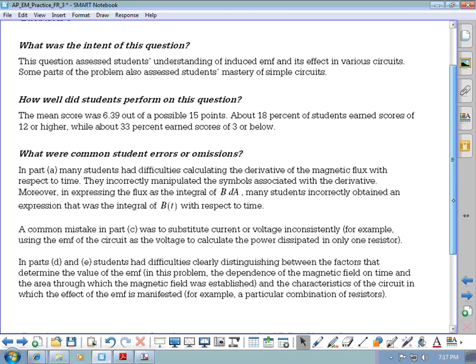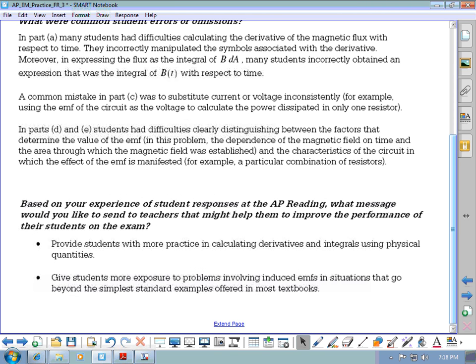Based on your experience, what is something that people could do to increase their performance? You need to get more practice in calculating derivatives and integrals using physical quantities. So on your homework, that's one of the reasons I gave you several problems that involved taking derivatives of expressions. There was one with a magnetic field that varied as e to some power, so you get some different practice with some of those different ones.